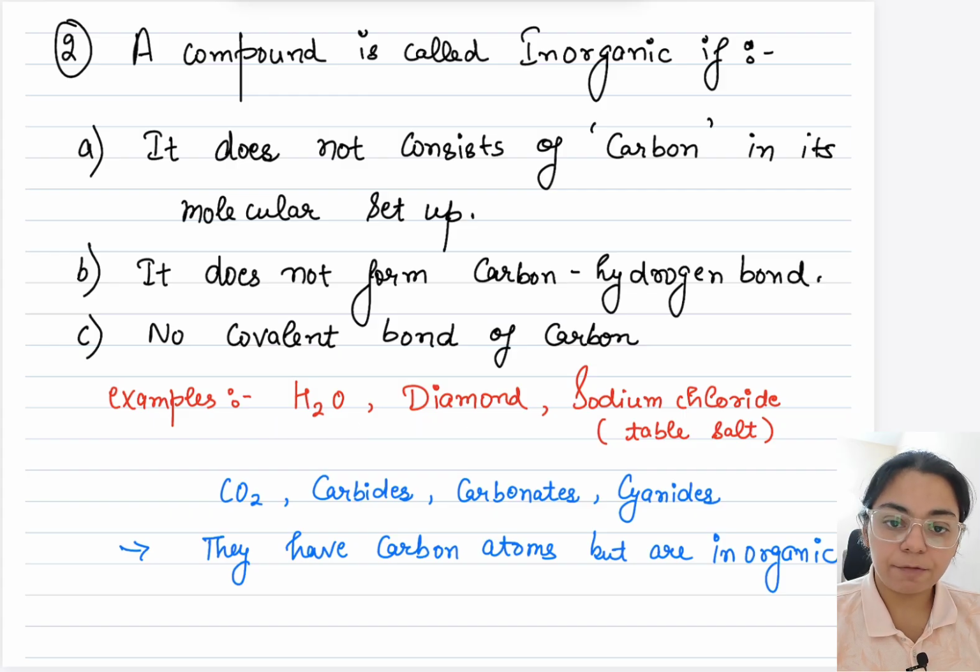Water doesn't have carbon in itself, so it will be called inorganic. Diamond and the salt that we use, sodium chloride, don't have all the properties of being called organic. Now we come to carbon dioxide, carbides, carbonates, cyanides. They all have carbon, but they are still inorganic in nature. They might be missing any of these properties, maybe. Let us see in further slides.